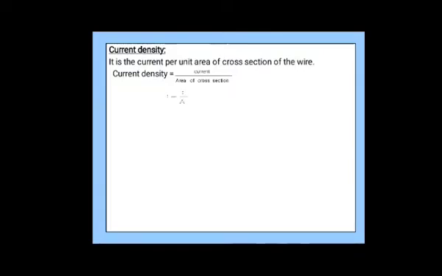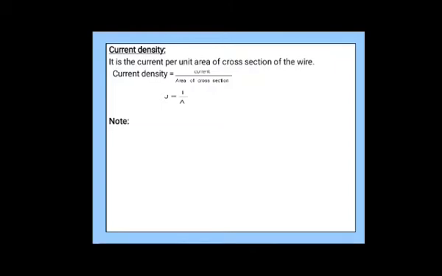Current density is denoted by the letter J. So J is equal to I divided by A. I is current, A is area of cross section. So what is the formula to calculate current density then? J is equal to I by A.